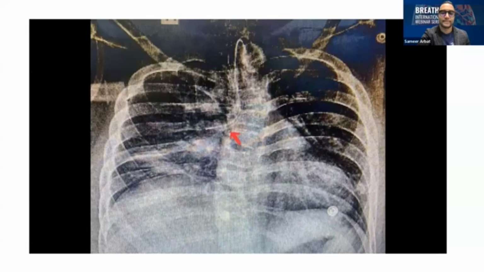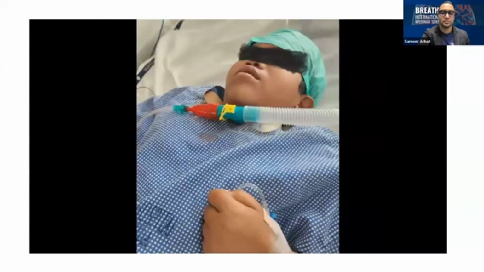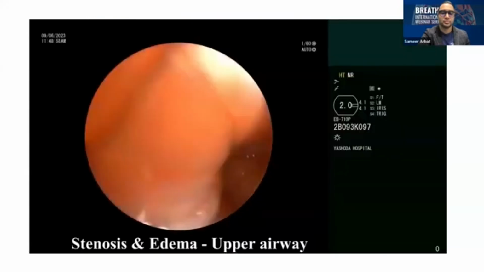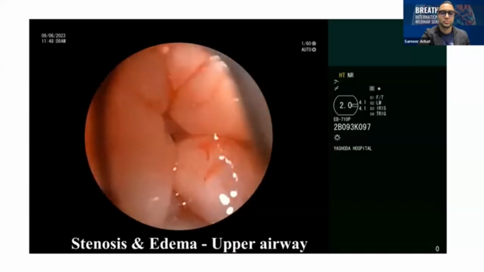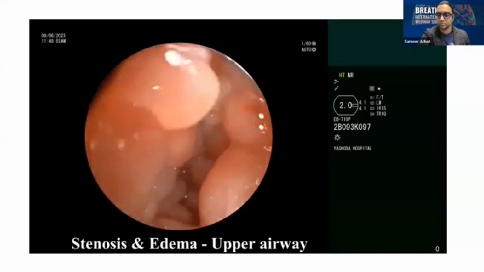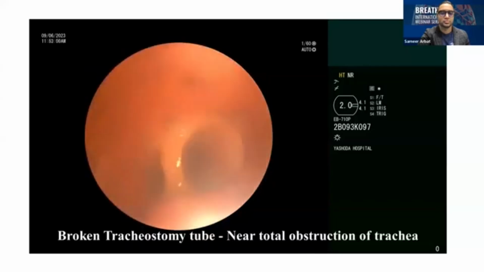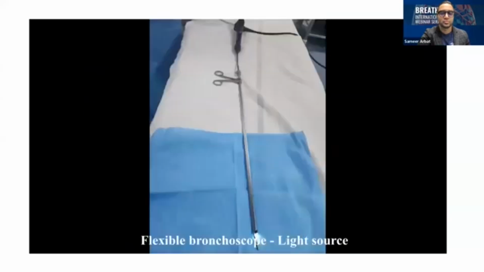This is yet another very, very interesting case of foreign body. We had this young boy who had significant upper airway edema, and he was tracheostomized, and unfortunately the tracheostomy limb got dislodged. And when we did an upper airway bronchoscopy examination, you can see that the upper airway is completely edematous. We are not even able to see the vocal cord. It is completely edematous, but somehow we were able to visualize the foreign body.